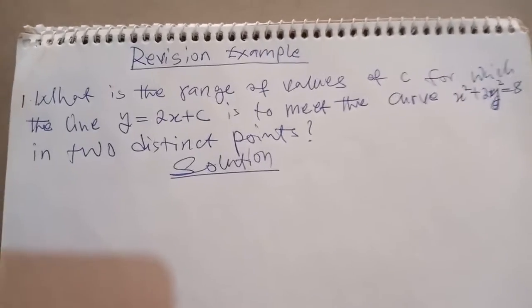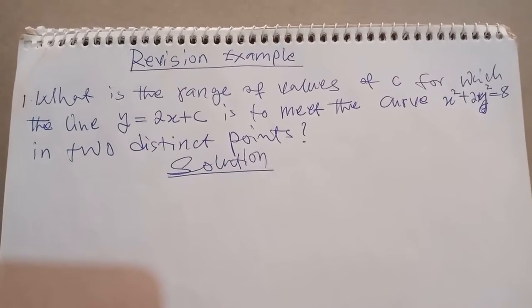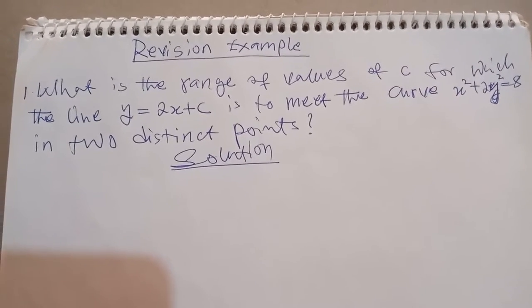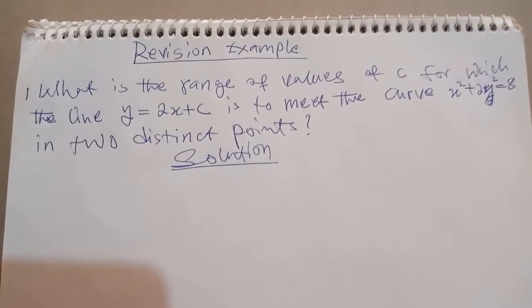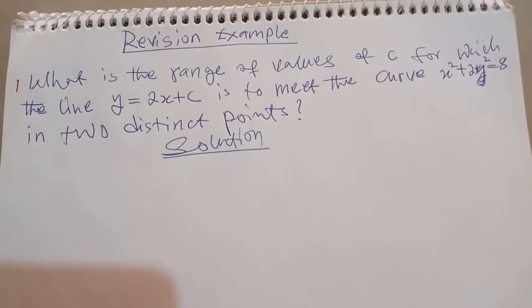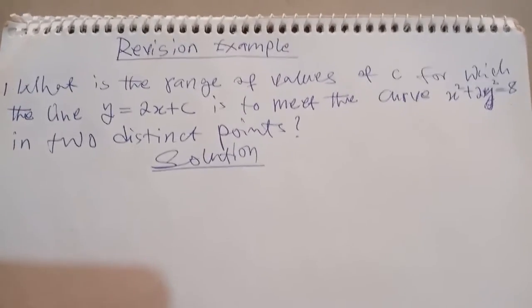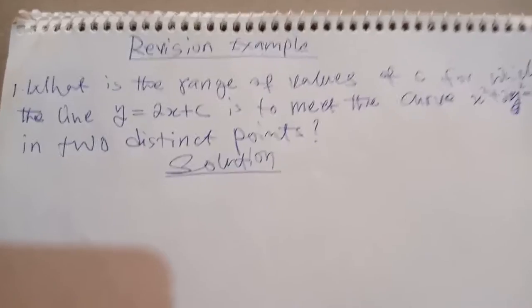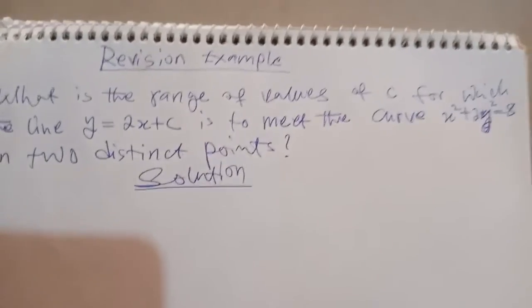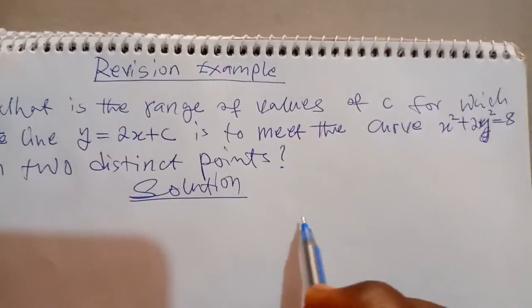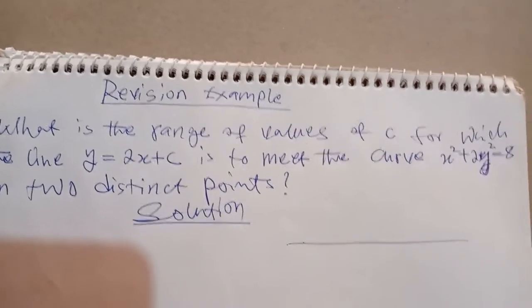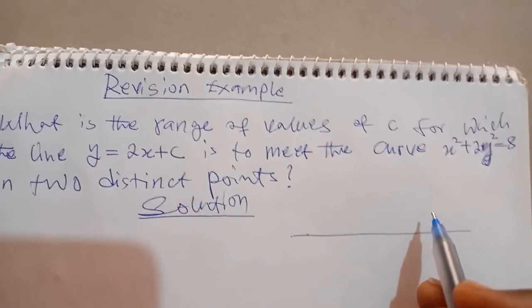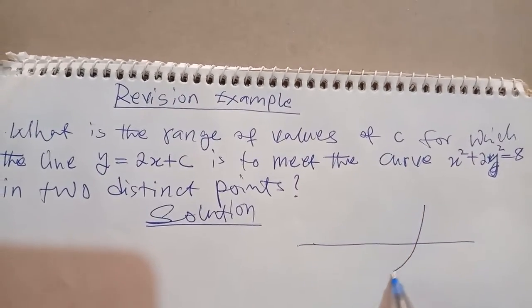All right. The first question there is, what is the range of values of c for which the line y equals 2x plus c is to meet the curve x squared plus 2y squared equals 8 in two distinct points? So what we mean by two distinct points, if a line is to meet a curve, now for instance, if I have a line here, this is a line, and the curve would meet it at two distinct points, then it is like this.